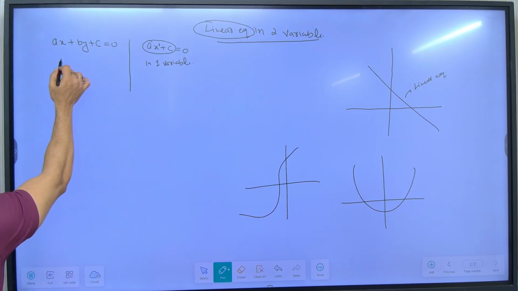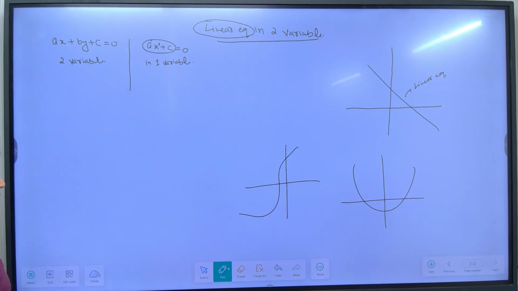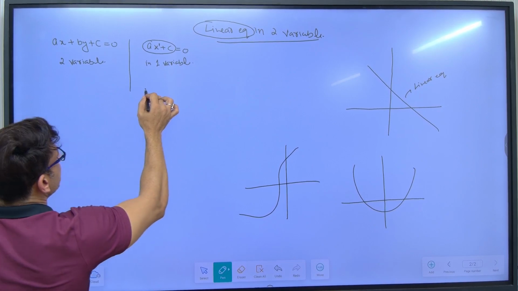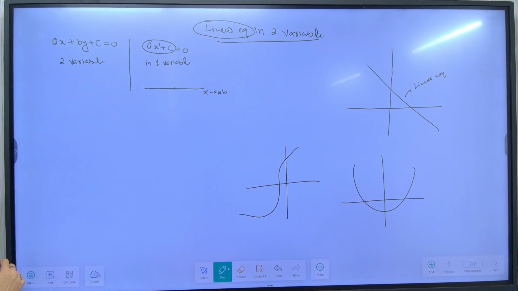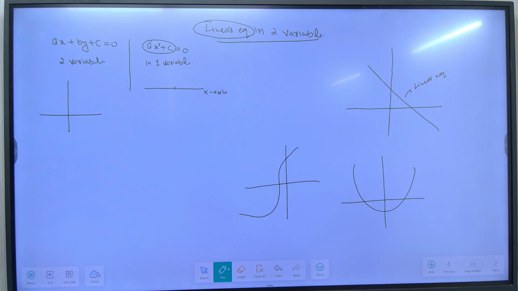While this is called linear equation in how many variables? 2 variables. Why? Because x and y are involved. And the highest power of x and y both are equal to what? 1, right? It's called linear equation in 2 variables. 1 variable means I just have to plot this point on x-axis, while since 2 variables are involved, I have to plot this point on 2 variables somewhere, right? If it is 3 variables, that means I'm talking about 3-dimensional space, cuboid. Clear? This part is clear?